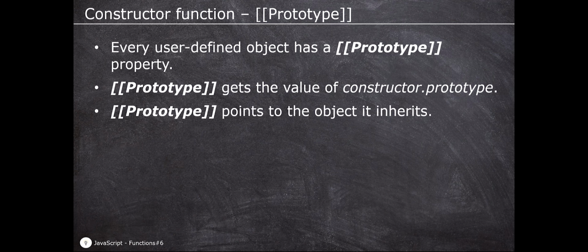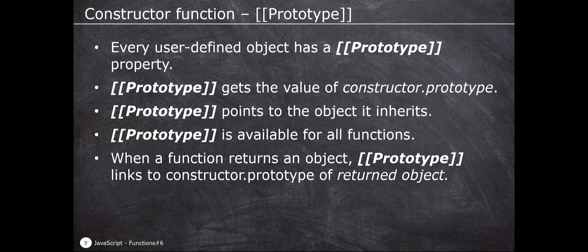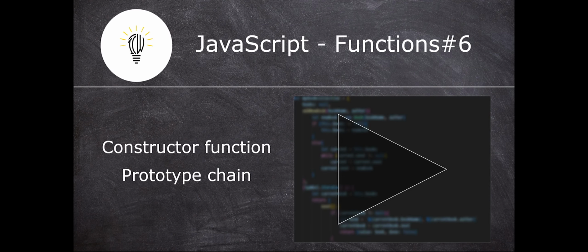Now this property points to an object from which it inherits, and JavaScript provides the __proto__ property to all the functions. So in a situation where a constructor function returns an object, in that case, the __proto__ property links to the constructor function of the returned object. So when we access any property or method of an object, JavaScript looks for it in the current object. If it is not found, it follows the linkage and searches for the property in the linked object. And it continues with this search until it finds the property or reaches the prototype chain's end.